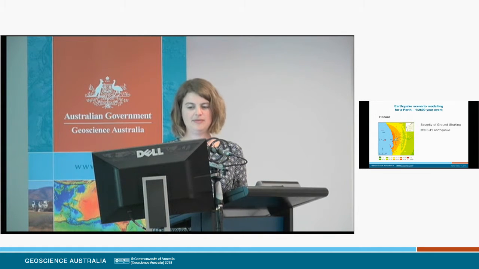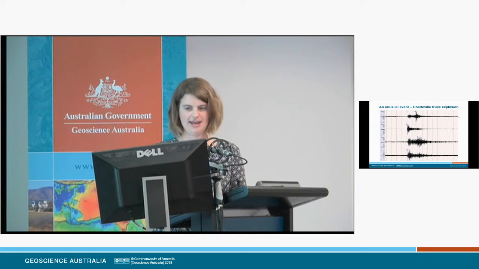So this is modelling to help understand the severity of ground shaking, what it would look like if we had events of this size. Okay.